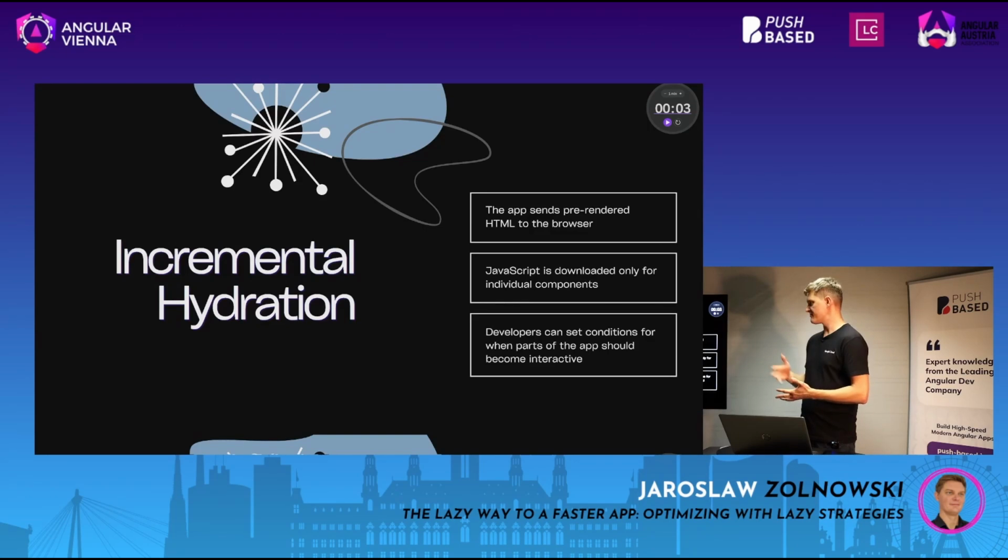So the process looks similar at the beginning. Once again, the server generates the static HTML and sends it to the client. The client can see the content immediately. And the biggest difference is that we are not downloading the entire JavaScript. We are downloading and executing only the JavaScript responsible for the parts that the user interacts with, right? So that helps us postpone the execution of the JavaScript and speeds up the initial loading time.